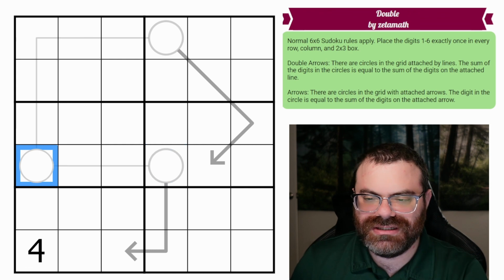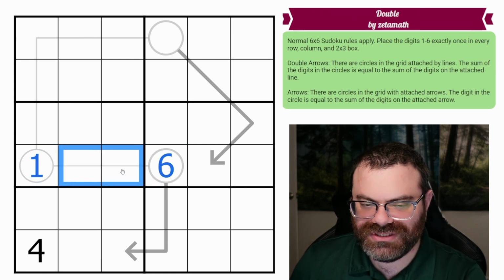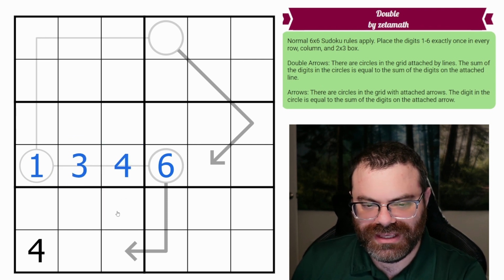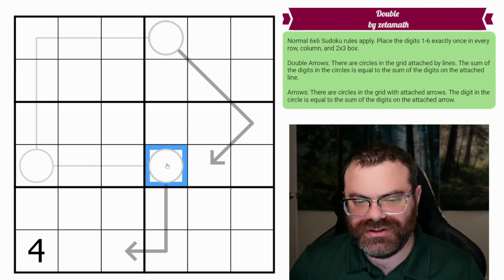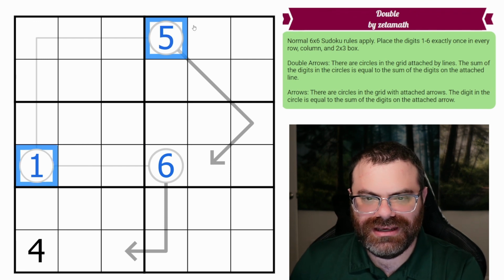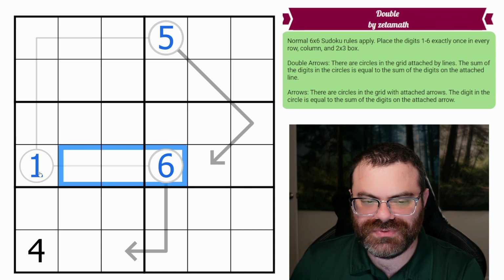So let's do these two as a simple example. If this was, say, 1 and 6, that adds to 7. So these two would also add to 7. So we could do like 3 and 4. All right, so that is double arrows. And then I guess I should say that, let's say we had this, then these two would add to 6 and these would need to add to 6. So this is kind of shared between the two.